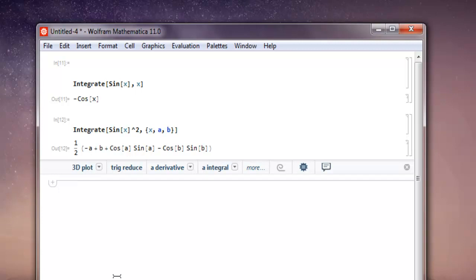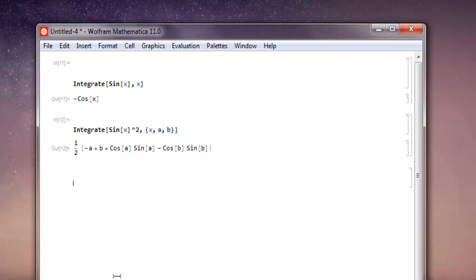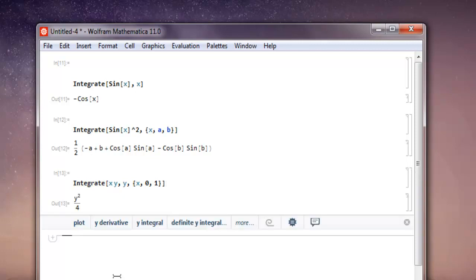We can even go ahead with a double integral. For that, again use the Integrate function, then use x, y, and then y again. Then within curly brackets, we go for the value of x from 0 to 1, close this, and then Shift+Enter. And you get y squared by 4 as the double integral output. Now you can see that all of these integral equations are giving you direct output.